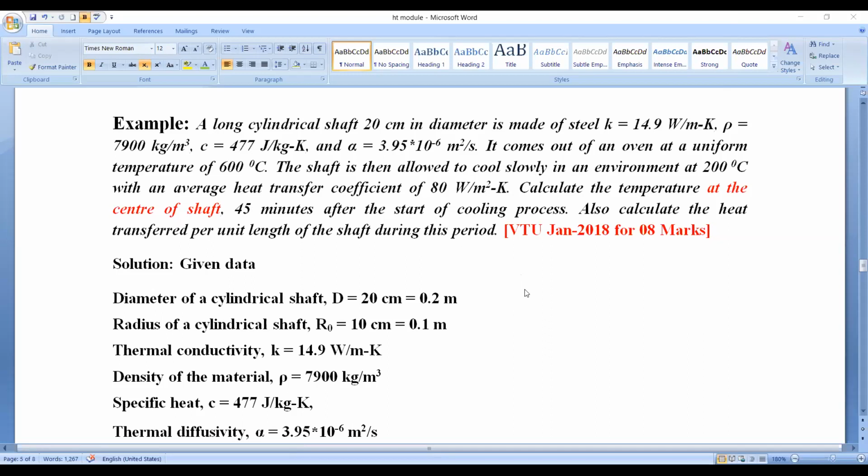Just by reading the problem itself, we can conclude that this problem can be solved by using the Heisler's chart, because in this problem we are asked to calculate the temperature at a certain position. So the temperature is a function of both space coordinates as well as time. That is obviously a type 2 problem.